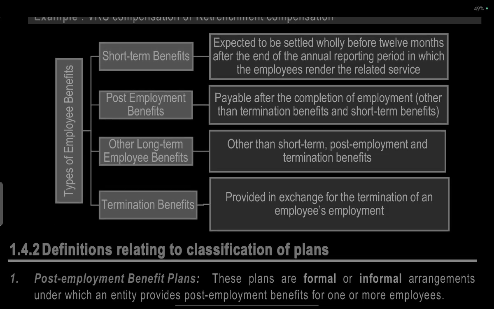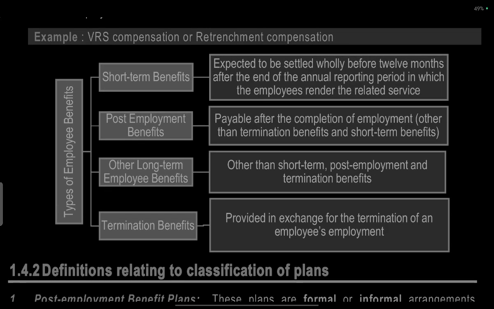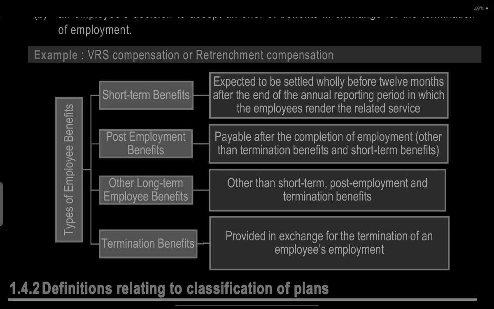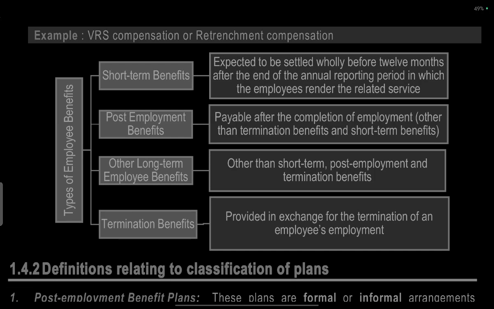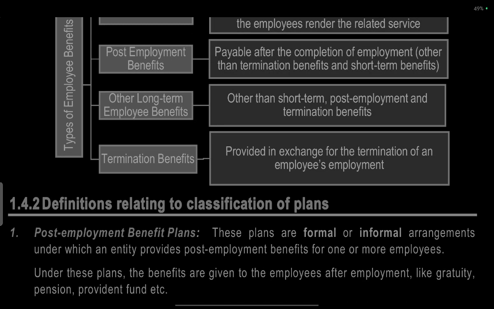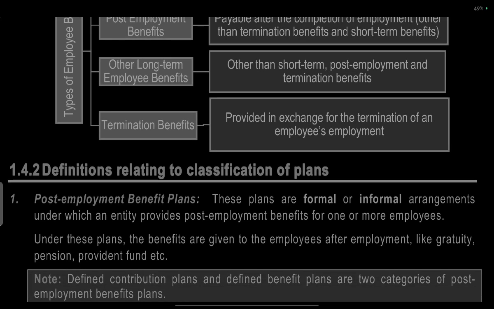Types of employee benefits: short-term, post-employment, other long-term, and termination benefits. Short-term benefits are expected to be settled wholly within 12 months after the end of the annual reporting period in which the employee rendered the related service. Post-employment benefits are payable after the completion of employment, other than termination benefits and short-term benefits. Other long-term employee benefits are other than short-term, post-employment and termination benefits. Termination benefits are provided in exchange for termination of an employee's employment.